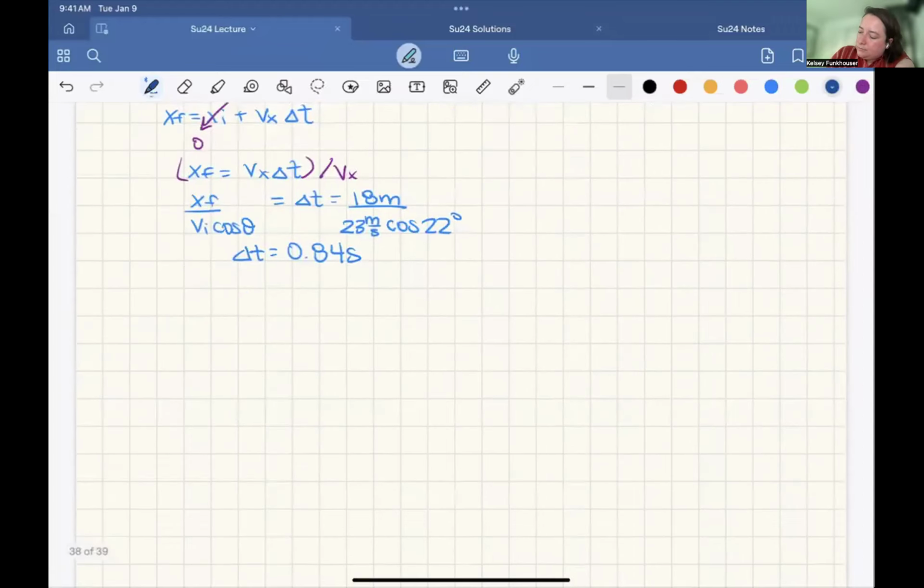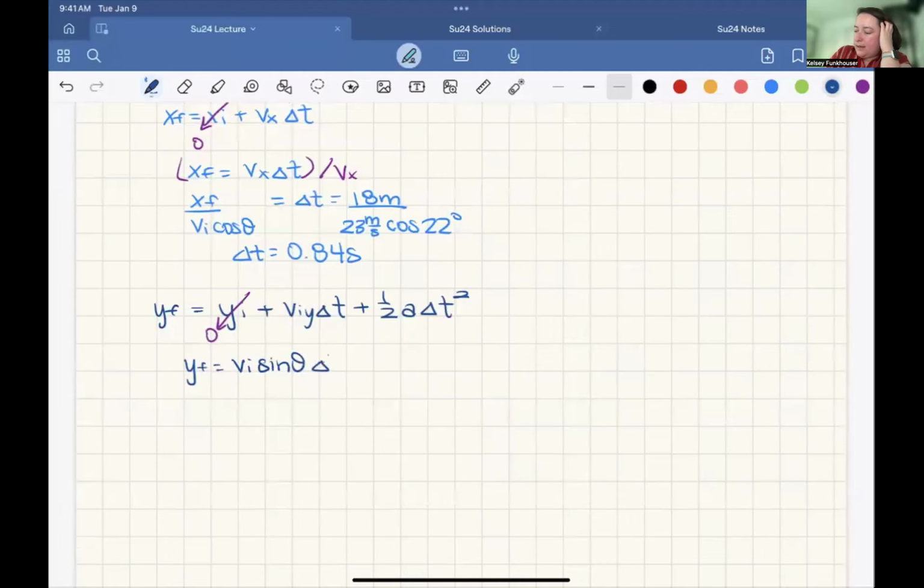I'm going to use a different color. So the final position equals the initial position plus initial velocity in y times the time interval plus 1/2 acceleration times the time interval squared. One thing we can say is that the initial position in y is 0. And then the rest, it's already solved for y final, so we can just plug stuff in. I'm going to write this as the initial velocity times sine theta, because that's the initial velocity in y. And then I'm also going to plug in negative g here, 1/2 g delta t squared.